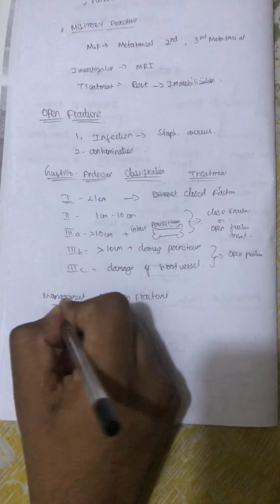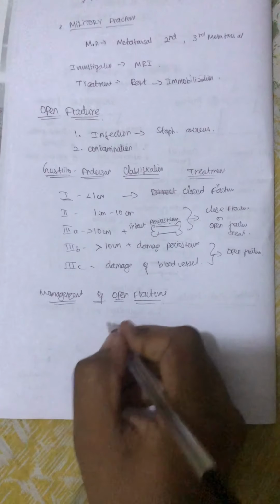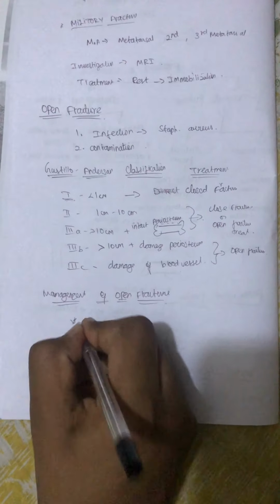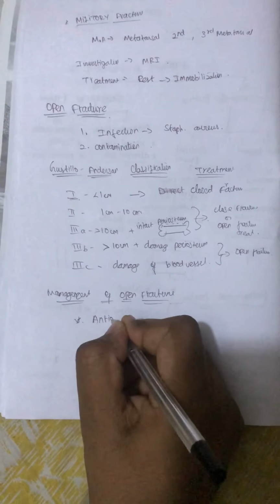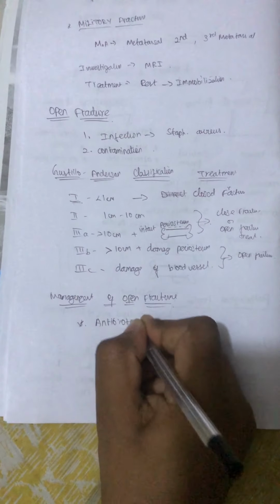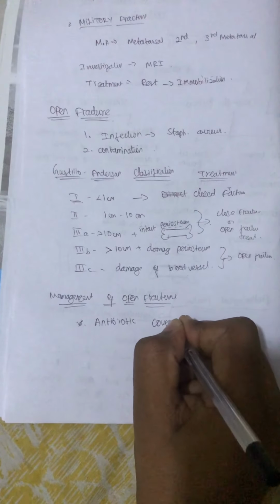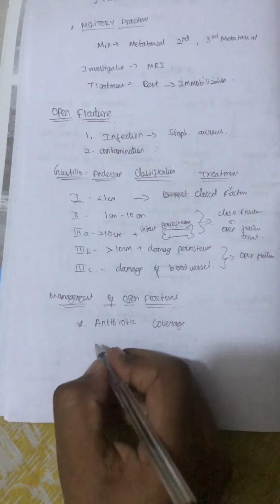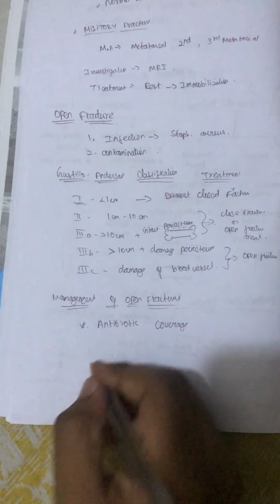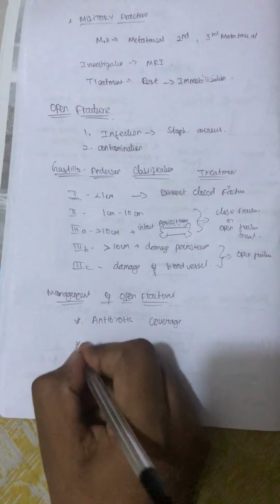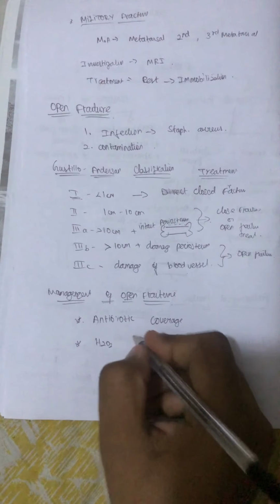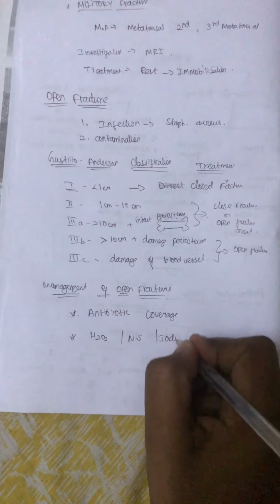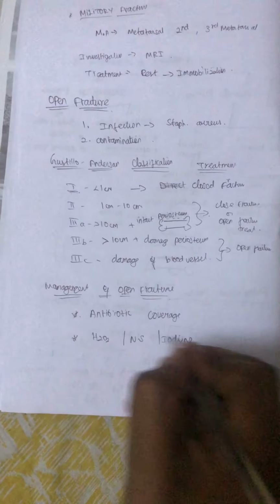In the management of the open fracture, the first thing we do is antibiotic coverage. The person first must be given antibiotic coverage before treating anything. Then, after giving the antibiotic coverage, the wound should undergo debridement. For the debridement, we use hydrogen peroxide or normal saline or iodine. Using any one of these, we first do the debridement.